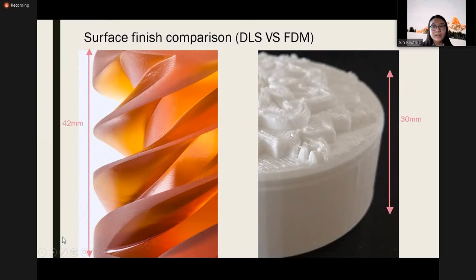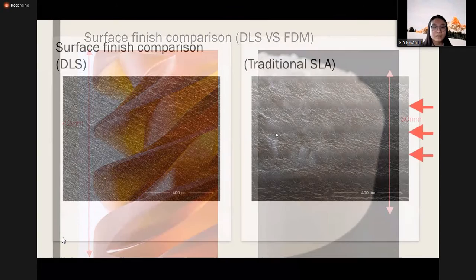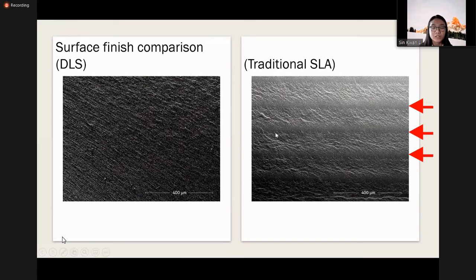How about comparing DLS with traditional SLAs? Here is a close-up of the surface finish of the two. As the DLS 3D printing process has a continuous nature, it will not create layer lines in the part like traditional SLAs. Before I put an end to my sharing, let me show you one last picture.